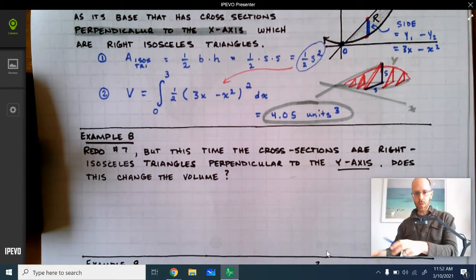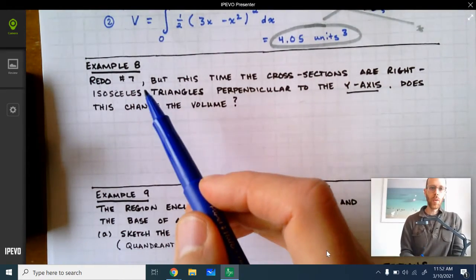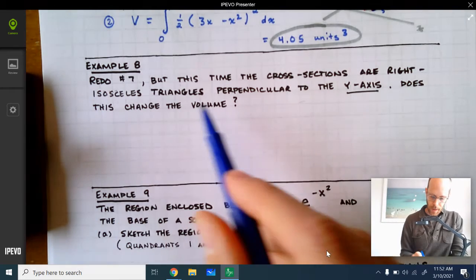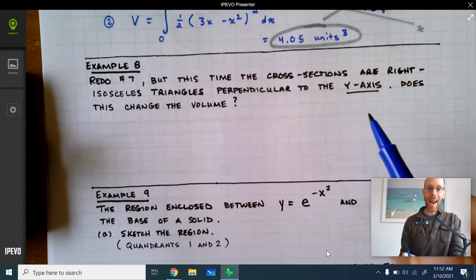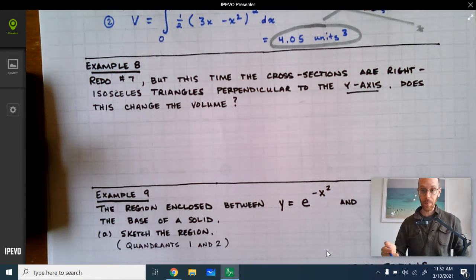All right, I'm going to be quiet for a minute. I would like you to attempt the next problem, which says redo number 7, but this time reorient it so that the triangles are perpendicular to the y-axis. And I want you to figure out, does this change the volume?